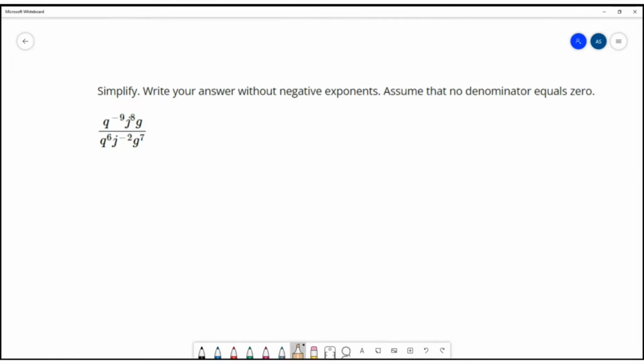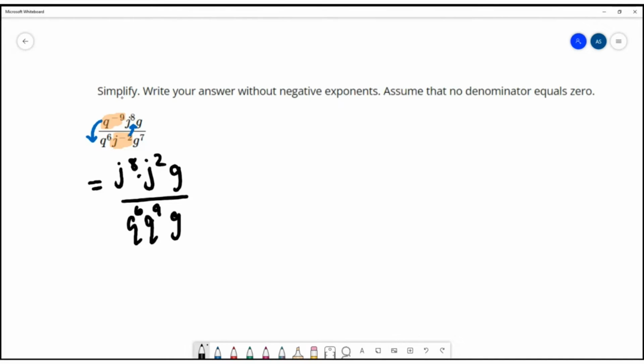So the way that I like to approach this problem is to adjust these negative exponents first. Because having a negative exponent means reciprocal, if I just move the position of these, it applies the negative and gets rid of the negative. So I can move this factor to the denominator and the negative goes away, move this one to the numerator and the negative goes away. So my first step is j to the 8th times j squared, g over q to the 6th times q to the 9th, and then g to the 7th.